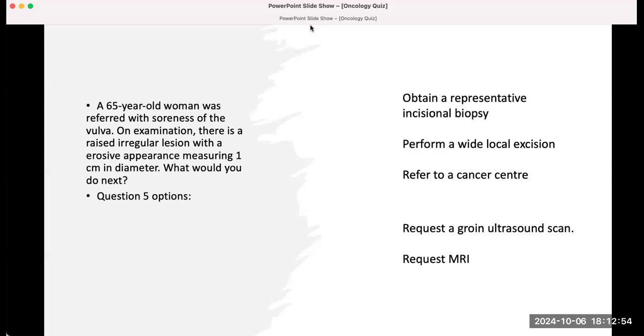A 65-year-old was referred with soreness of the vulva. On examination, there is a raised irregular lesion with an erosive appearance measuring 1 cm in diameter. What would be the next step? What would you do next? Obtain a representative incisional biopsy, perform a wide local excision, refer to a cancer center, request a groin ultrasound scan, or request MRI.